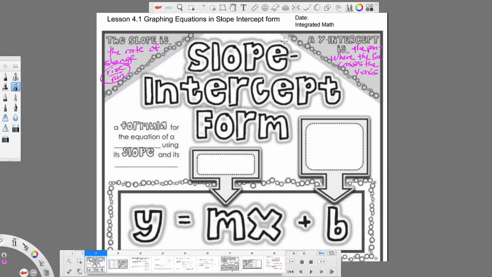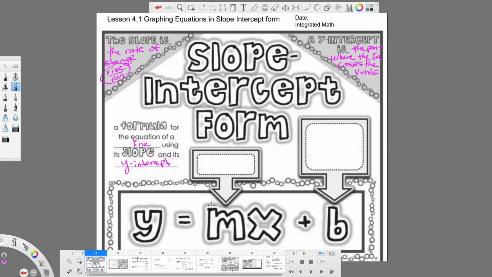So we have this very big lettering here, slope-intercept form. So it's pretty obviously named. We're going to have a slope and we're going to have an intercept, specifically a y-intercept. And there's a form of a line for this. So over here it says a formula for the equation of a line using the slope and its y-intercept. So same thing I just said out loud. All right, so here is the equation. y equals mx plus b.